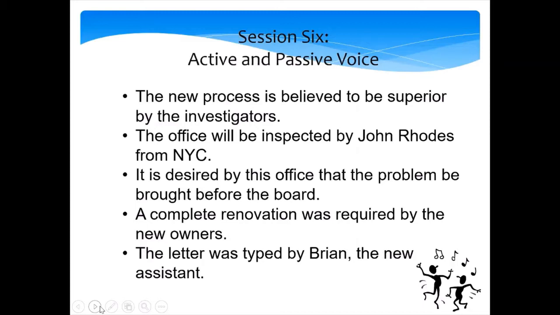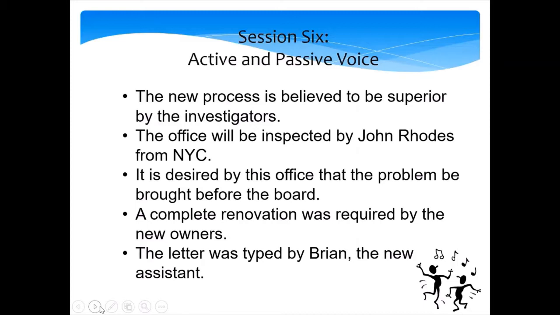To change this sentence, we can say, of course, John Rhodes will be the subject. John Rhodes from NYC will inspect the office. When the second sentence is rewritten in active voice, it will be written as John Rhodes from NYC will inspect the office.